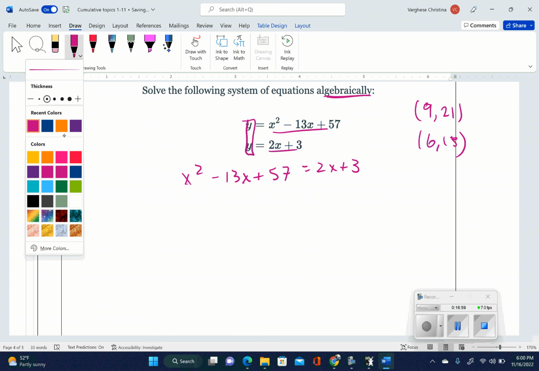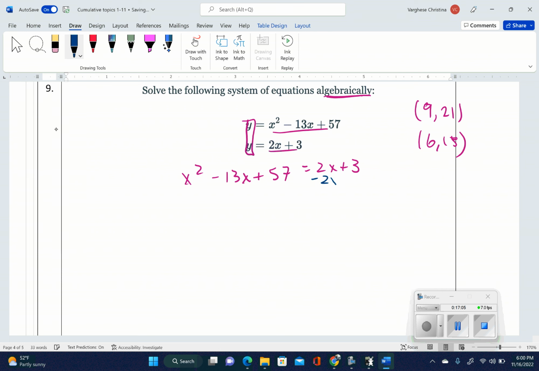So what we can do next is move everything to one side. We want to keep this x squared positive, so we can easily factor, or you can do the quadratic formula. So minus 2x on both sides, minus 3. Again, set it equal to 0. That's a common theme in algebra, getting it equal to 0. So we get x squared minus 15x plus 54 equals 0.